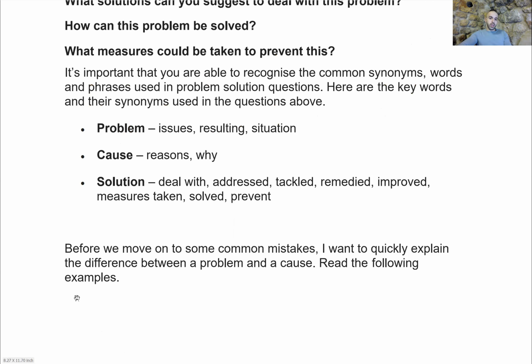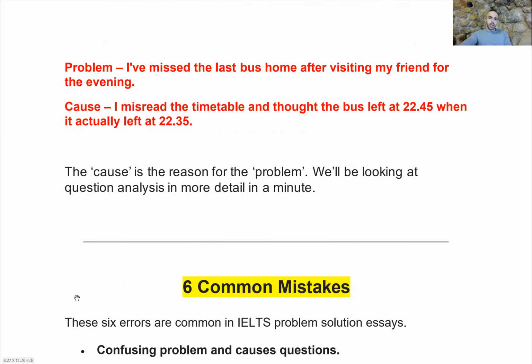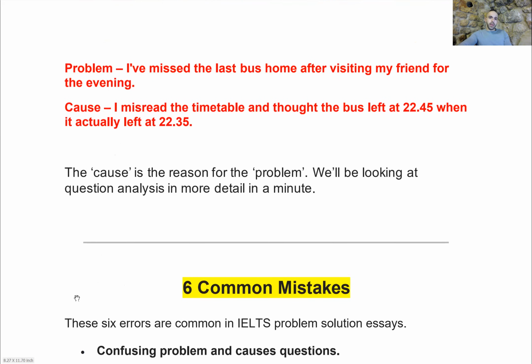Now, before we move on to some common mistakes, I want to quickly explain the difference between a problem and a cause. Let's see the following examples here. So we have a problem here. The problem says, I've missed the last bus home after visiting my friend for the evening. So that's the problem. Cause: I misread the timetable and thought the bus left at 22:45 when it actually left at 22:35. So have you noticed the difference between the problem and cause?